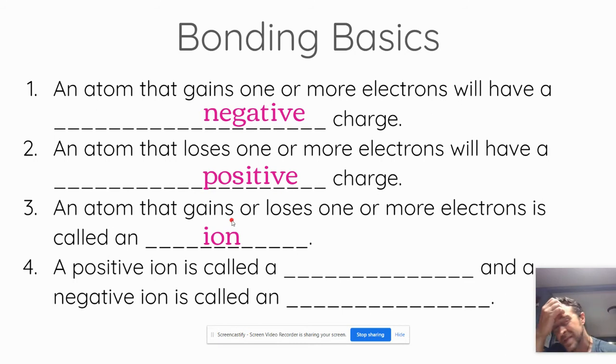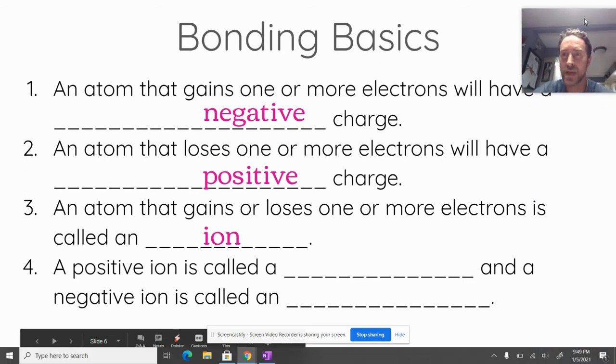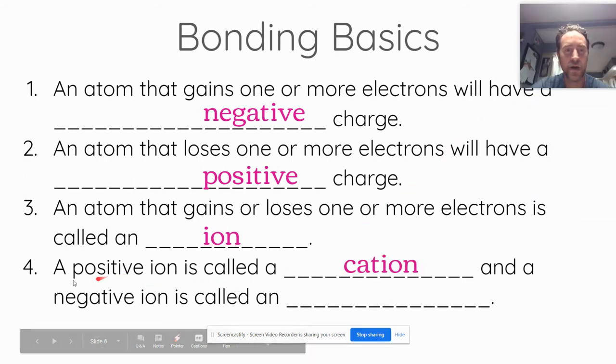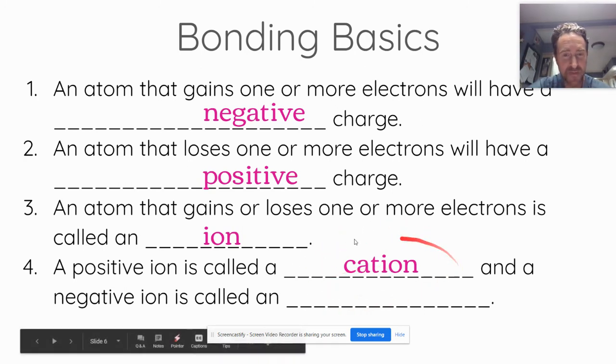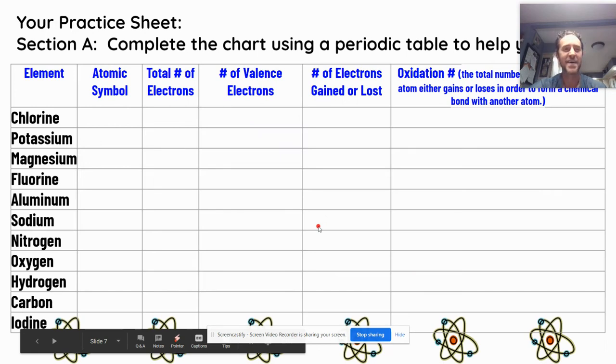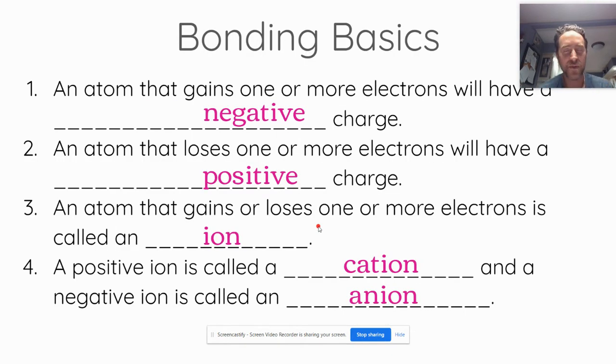Any time an atom gains or loses an electron, we call it an ion. That's just the word we call it to let us know that something's happened there. It's going to be charged now, and the two names we have: if it's a positive ion, it's called a cation. The way I remember this is cats have paws, so it's a cation. It's positive. And a negative ion is called an anion. Again, if you need to pause the video to write that down, you can go ahead and do so.